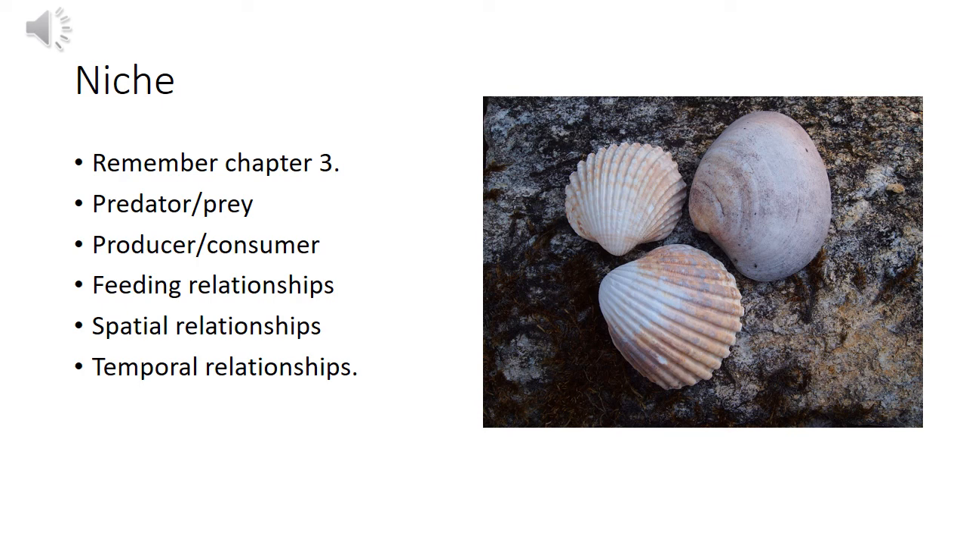A niche is defined as the role of a species within an ecosystem. There are a variety of roles or niches that organisms perform in their aquatic environment, and we talked a lot about this in chapter 3: predator-prey, parasite-host, consumer-producer. So please go have a look at chapter 3 again if all this seems quite far away from you.